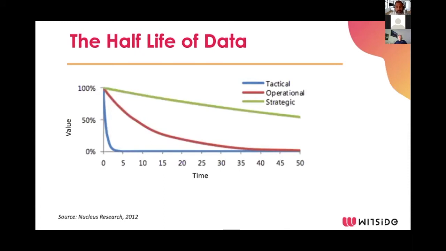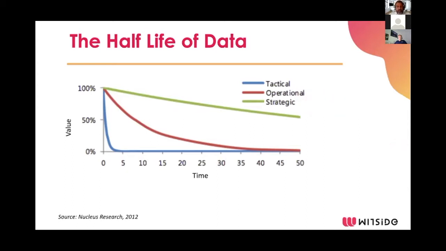A similar finding was published by Nucleus Research in a study called the Half-Life of Data. In their study, the team argued that data has a half-life. The value of data diminishes based on the cadence of decisions. Decision tempos are tactical, here driving process changes in almost real time, operational, taking days or weeks to implement, or strategic, which has a longer spectrum.